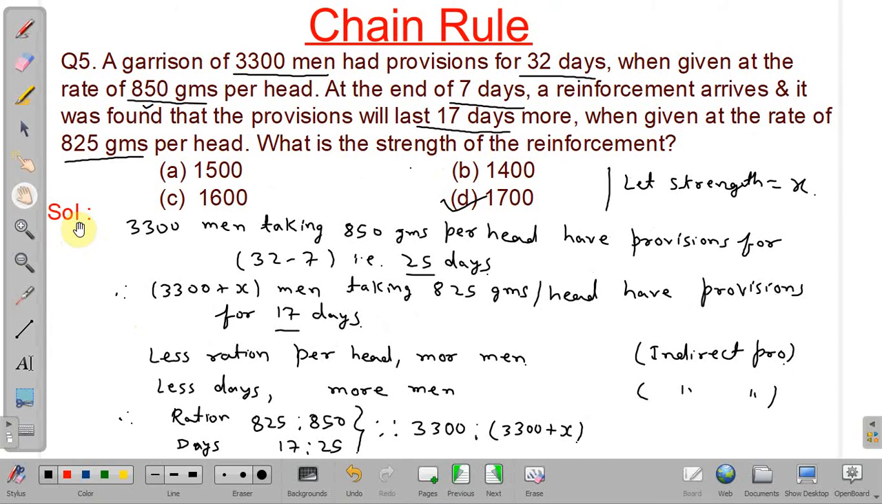Okay friends. So in this lecture we have discussed some important problems on the topic chain rule.